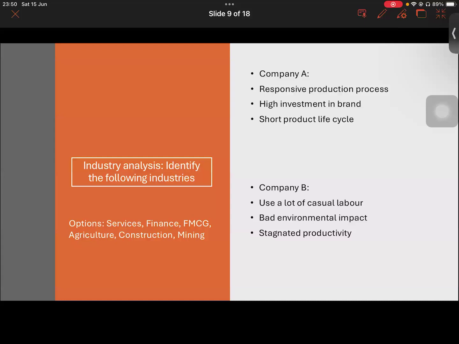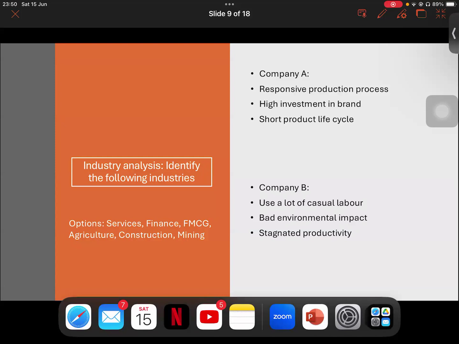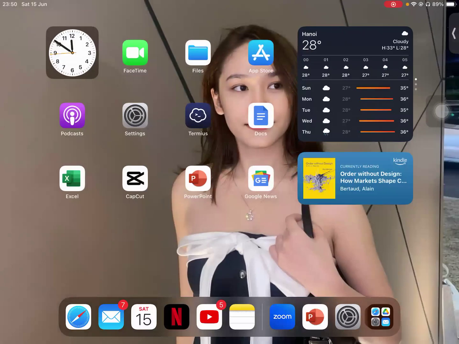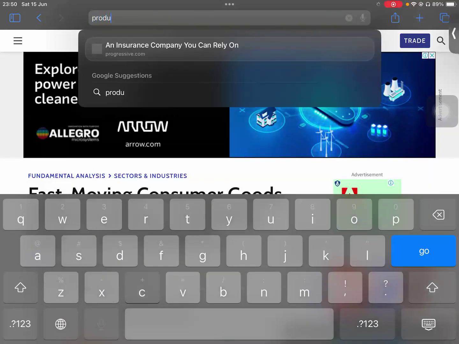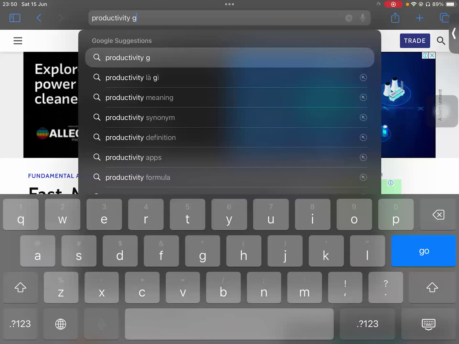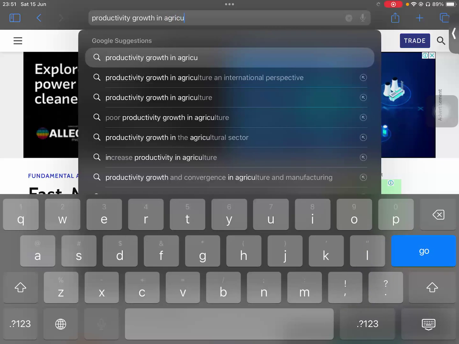To further demonstrate my point here, I think it is best to look at certain statistics. We need to compare the productivity growth of agriculture, construction, and mining. Compare between three different industries here. All right, so let's see productivity growth in agriculture. And let's look at some figures.